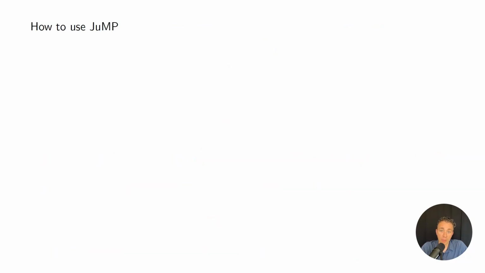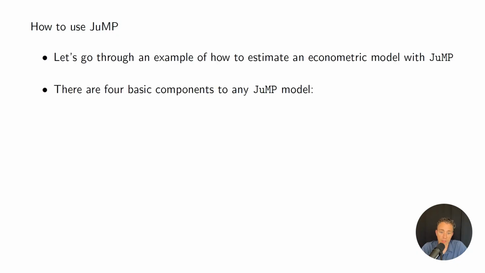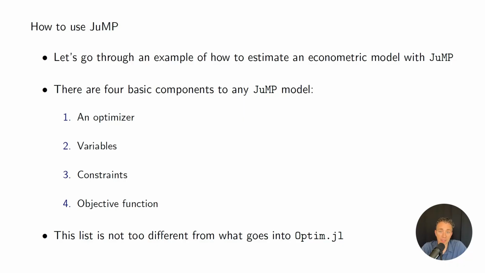So how do we use JuMP, and how does that relate to the Lagrangian that we just talked about? Well, let's just go through a simple example and introduce how to use JuMP. So there's 4 basic components to any JuMP model. It's going to require you to specify an optimizer, variables to optimize, constraints, if any. It's okay to not have any constraints, and the objective function that's going to have the constraints put on it. And just as a comparison, this is not that different than what goes into Optim.jl, except the constraints part. So now that we have this, let's do JuMP on an unconstrained problem just to see how it works, and then we can talk a little bit more about constraints.